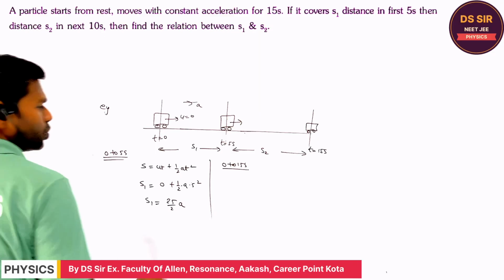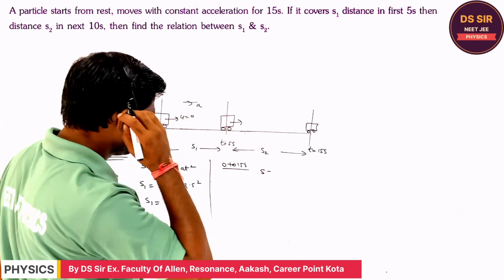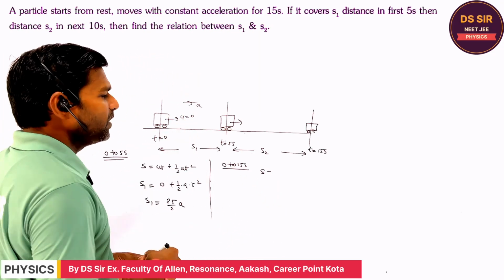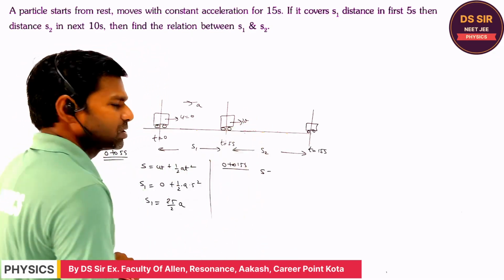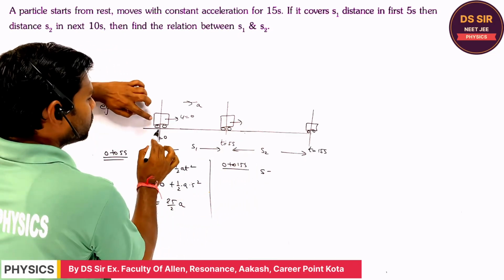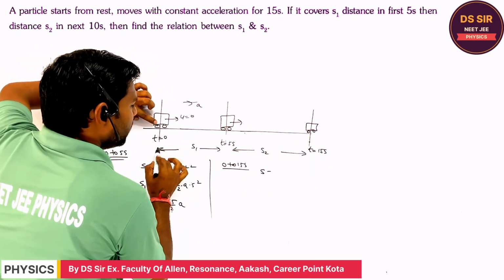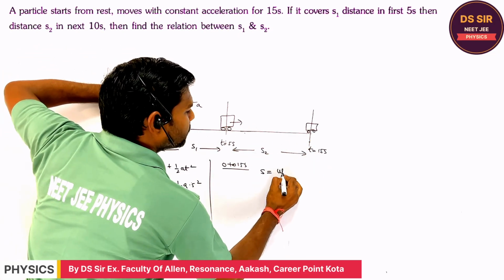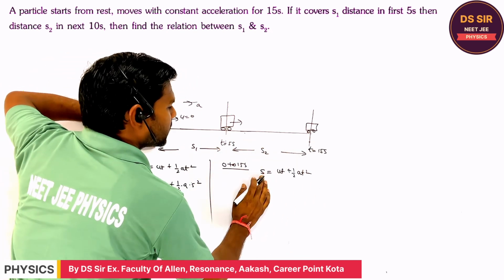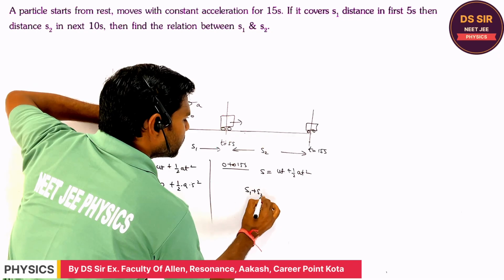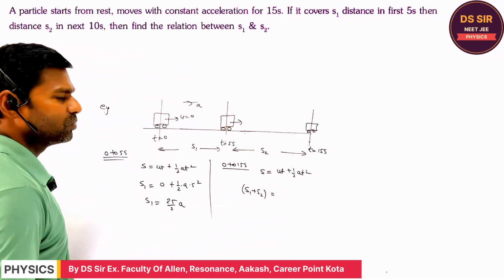Right, Vanda? So again the S. No, 5 to 15 we can take, but we don't know the velocity over here. So we have to find the velocity first. It is better to choose from 0 to 15 seconds, and the total displacement is what? Tell me. It is S1 plus S2. Total displacement is S1 plus S2.